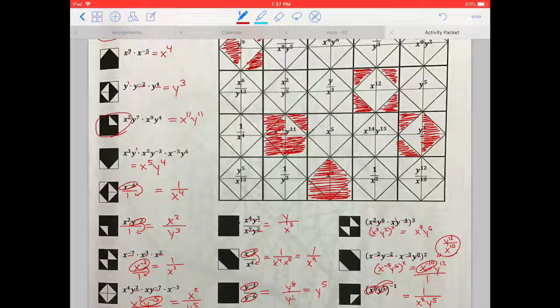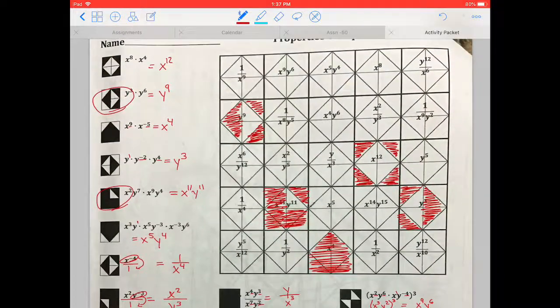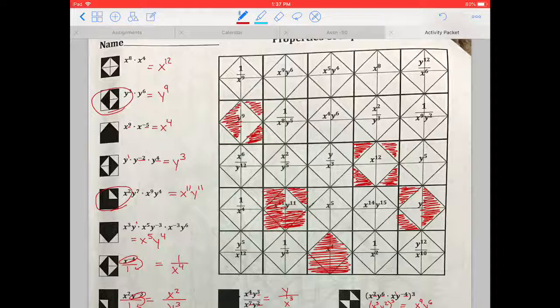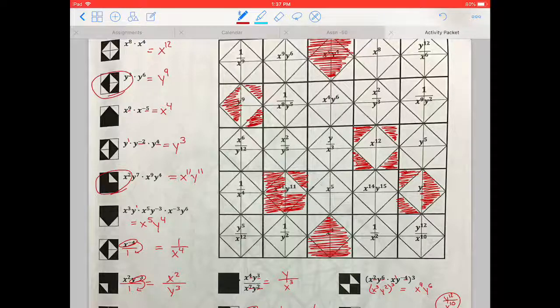X to the 5th, y to the 4th. There it is. The whole thing except for the bottom 2. There you go. So hopefully you're getting the gist, because I'm not going to keep doing this, even though I'm sort of addicted. Don't judge me. See how it's starting to make a pretty design?